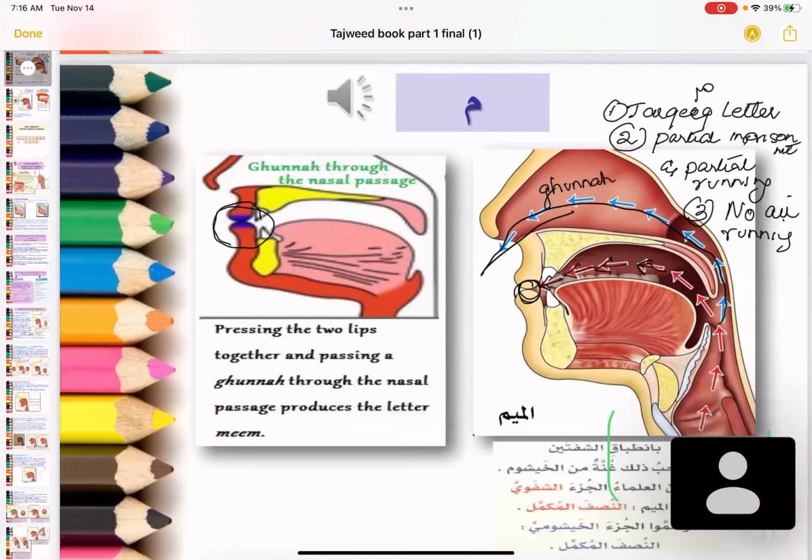Meme, again, we have done partially. If you remember, meme is articulated from two areas. Now I'm talking about areas, not points, sisters. Don't get confused. The articulation area of meme is the lips, and it also has another articulation area, which is the nasal cavity. The nasal cavity, the nasal area from which the sound runs, gives meme its ghunna.